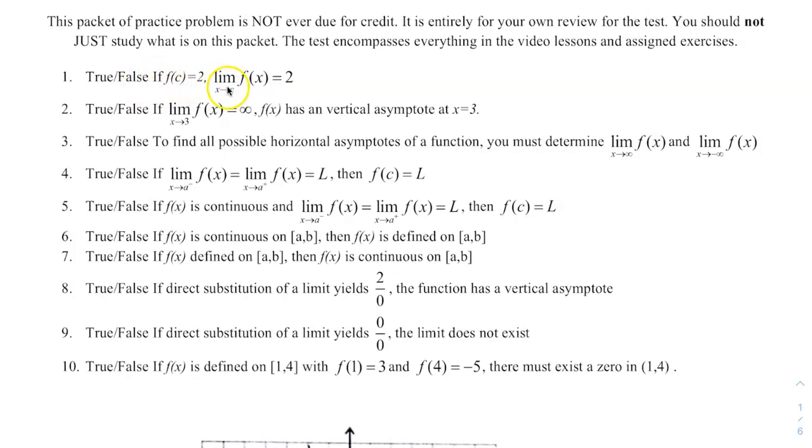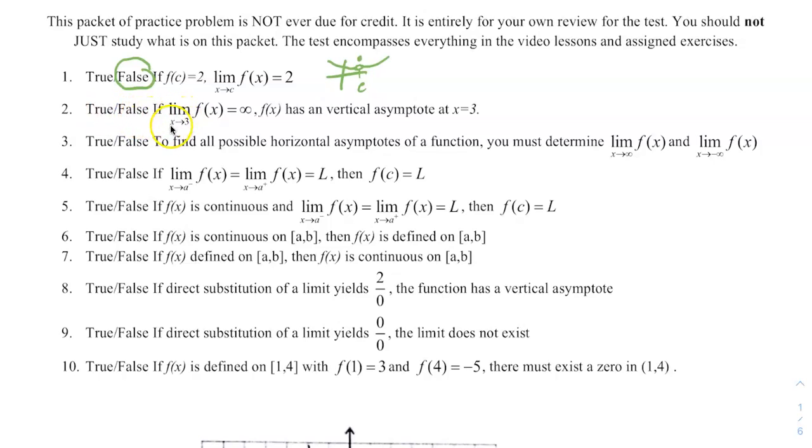If f of c equals 2, the limit as x approaches c equals 2. That is false. Let's talk about a counterexample. So it's saying if the value at some point c is 2, the limit has to equal 2. That's not true at all. I could do something like that. Just because the value equals 2, the limit does not have to exist. But anyway, there's an example where the value of c equals 2, the limit does not equal 2.